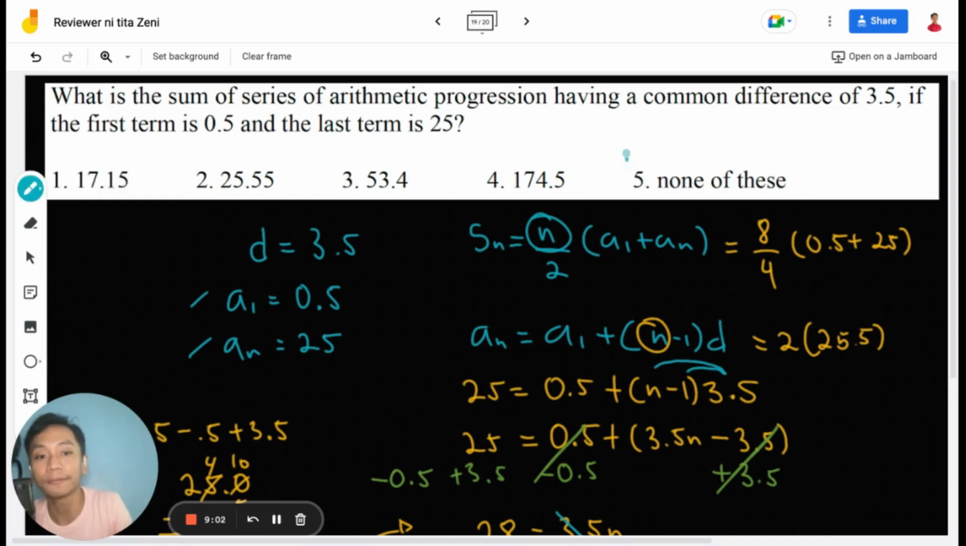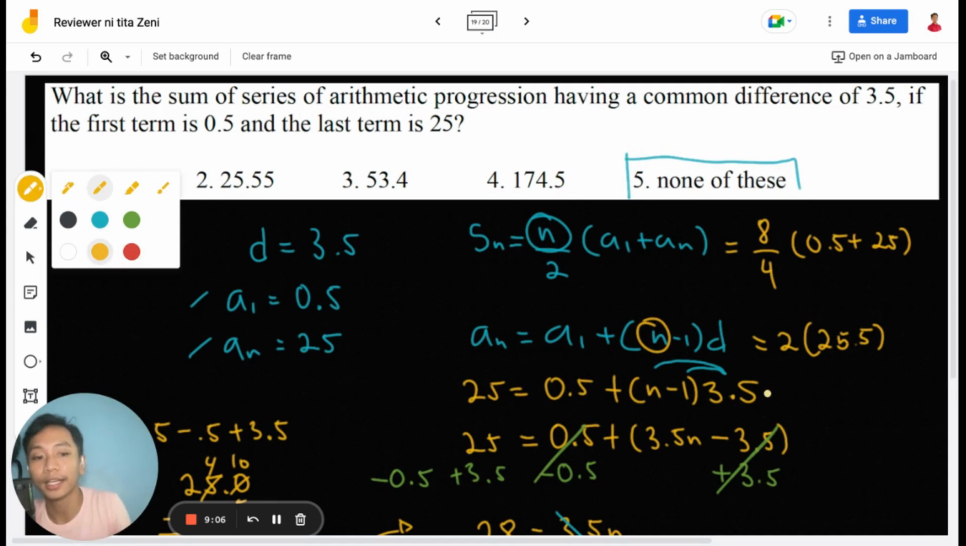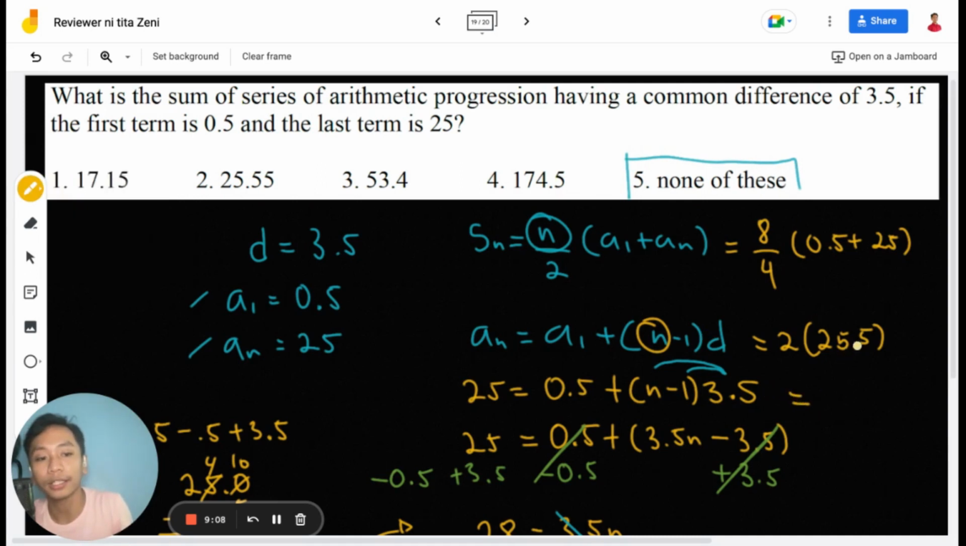Piliin mo yung none of these. Okay? And twice ng 25.5 is exactly 51. Wala sa options, piliin mo yung none of these.